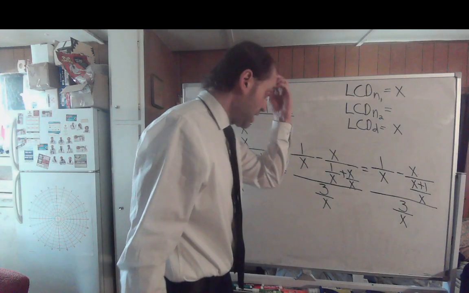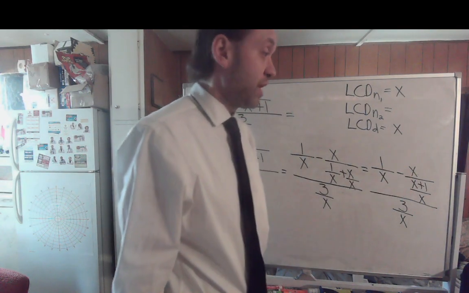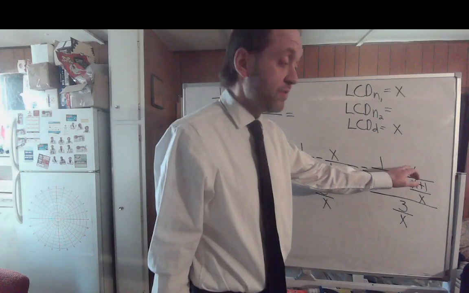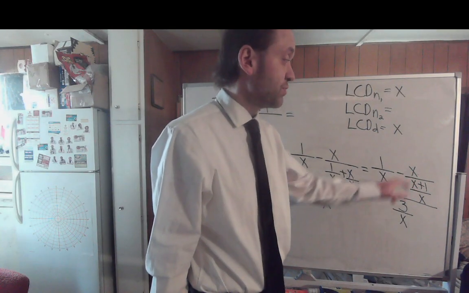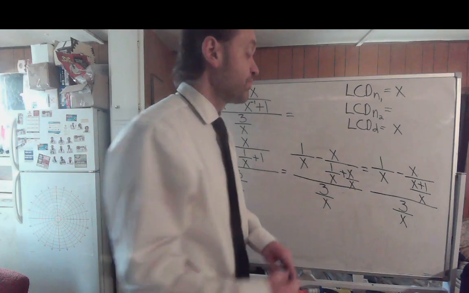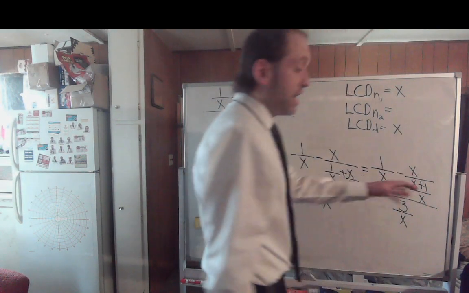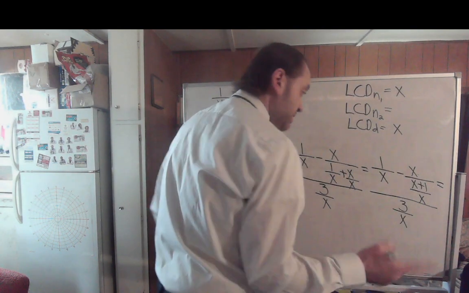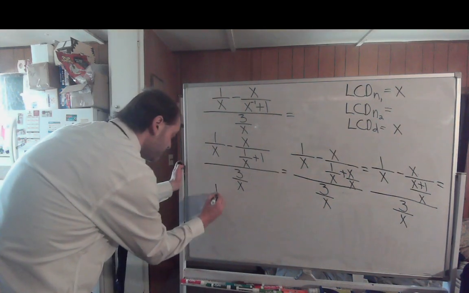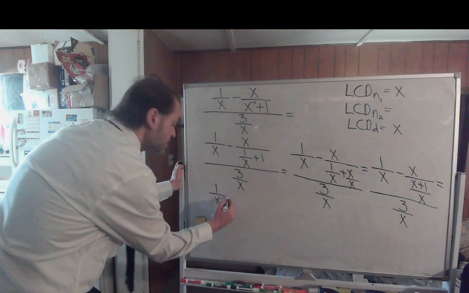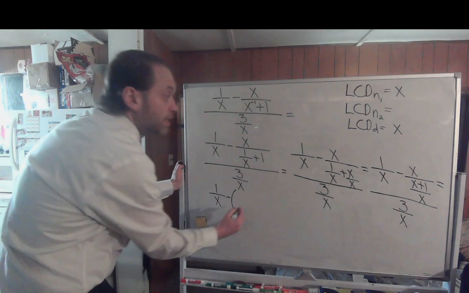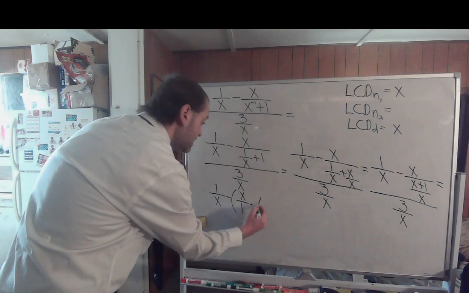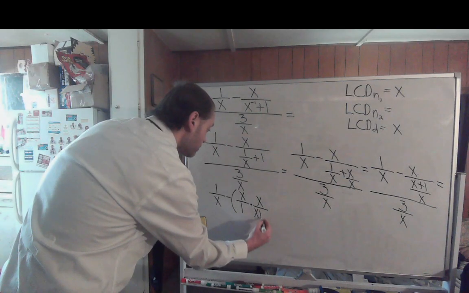Now, for your second term of the numerator, that numerator of the second term is really x over 1. So when you have a fraction divided by a fraction, you're going to invert and multiply. So here's how this is going to work. You'll have 1 over x minus the quantity of x over 1 times x over x plus 1.